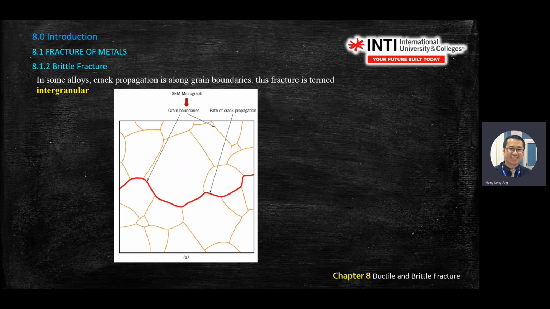Okay, so you see, just now the diagram for the ductile one is almost like a straight line. But for the brittle, they follow the grain boundaries. You see the red color, right? They follow the grain boundaries. Just now, when comparing, ductile is a straight line.